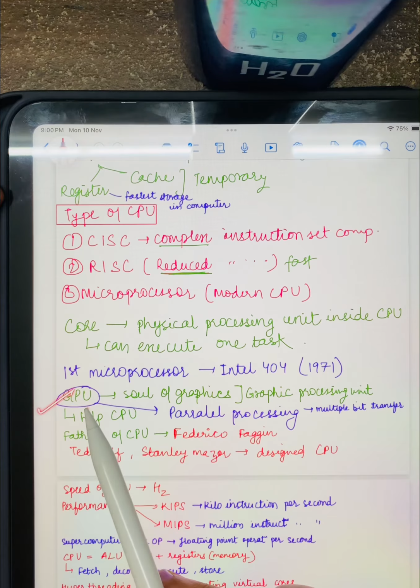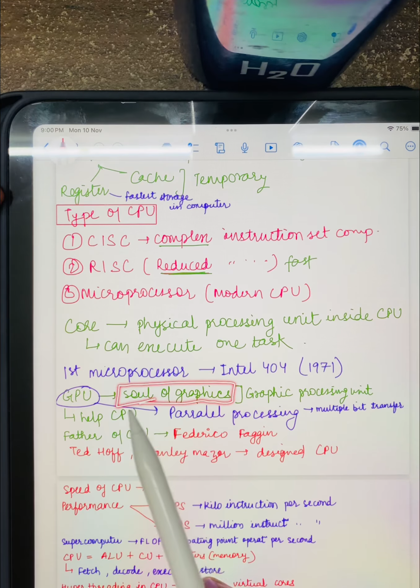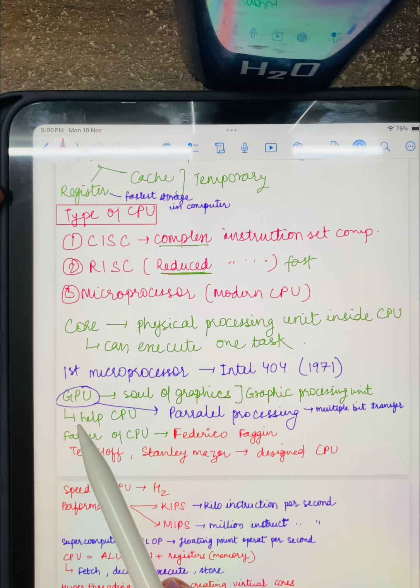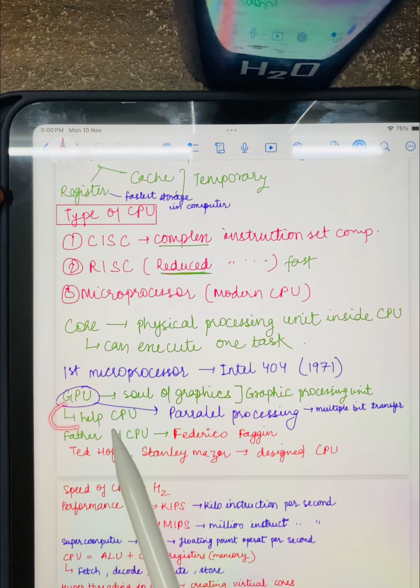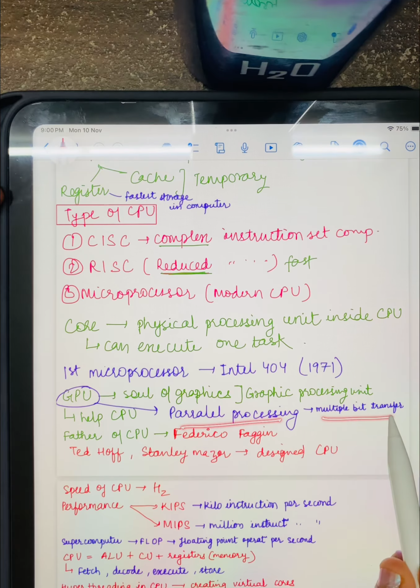This is GPU, graphic processing unit. It is the soul of graphics. GPU, graphic processing unit. It helps CPU. It is used for parallel processing. Multiple bits transfer हो पाते हैं इससे.